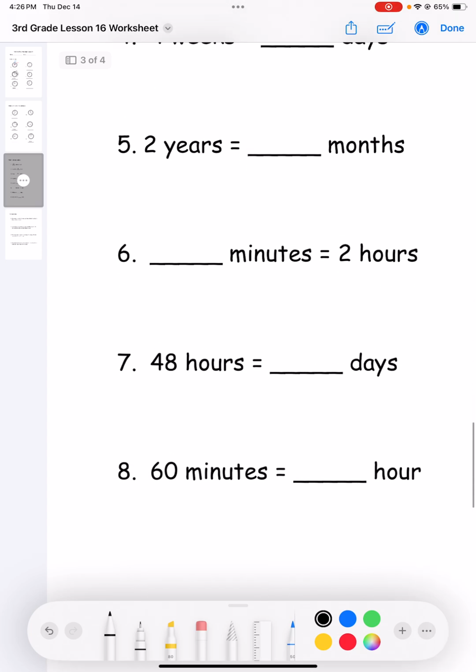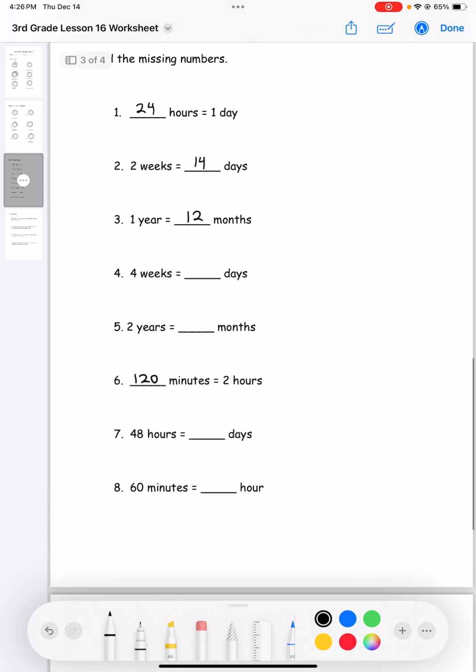Let's skip to number 6. How many minutes are in 2 hours? So in 1 hour, there's 60 minutes. So in 2 hours, that's 60 times 2, which is 120 minutes. And the rest of these are the same.